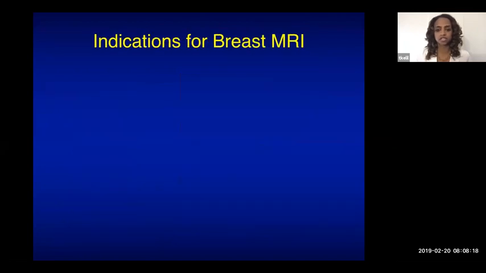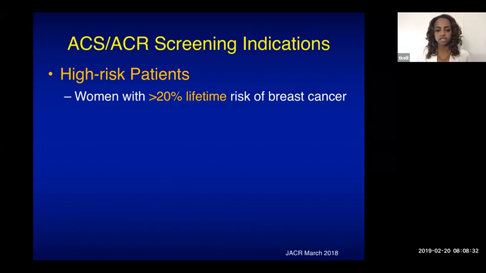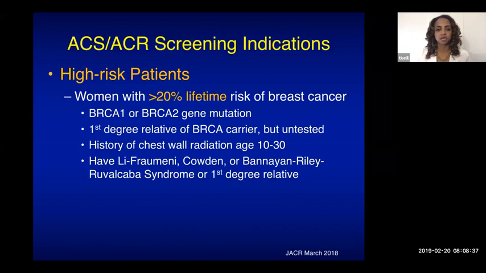So what are the indications for breast MRI? One of the major indications is for screening. Both the American College of Radiology and American Cancer Society recommend screening MRI for high-risk patients. This includes women with greater than 20% lifetime risk of breast cancer, so patients with BRCA mutation, or if they have a first-degree relative with BRCA mutation, even if they're untested, or if the patient had a history of chest radiation between the ages of 10 and 30, or any of these genetic conditions like Li-Fraumeni or Cowden, then high-risk screening MRI is recommended for these patients.